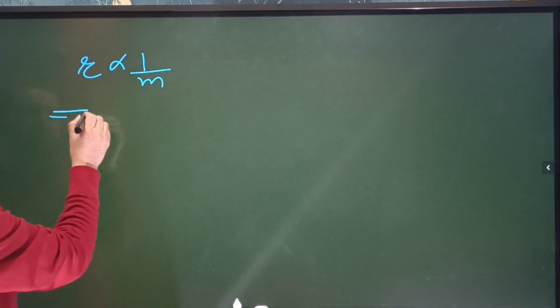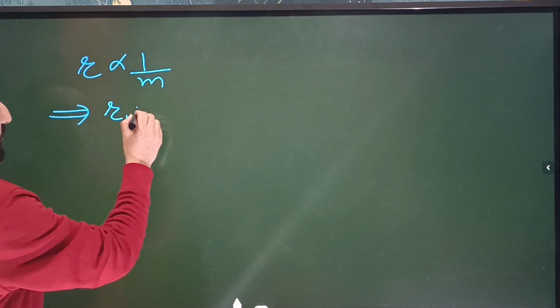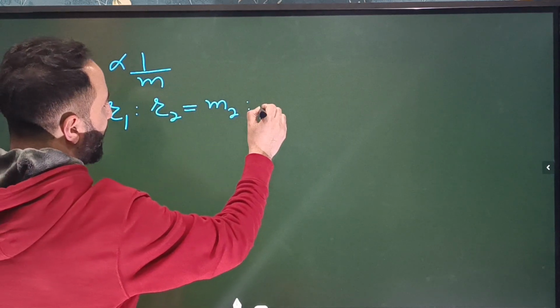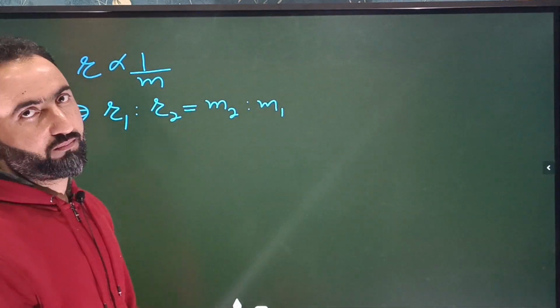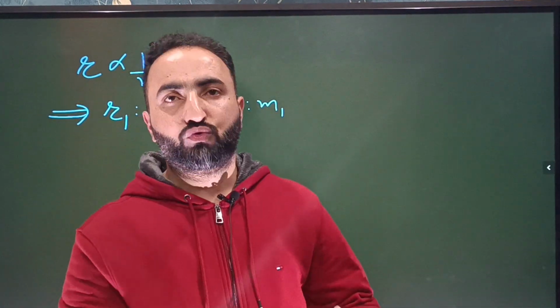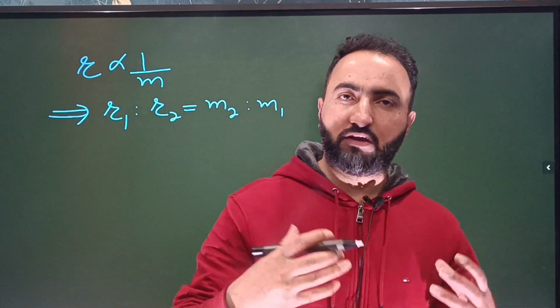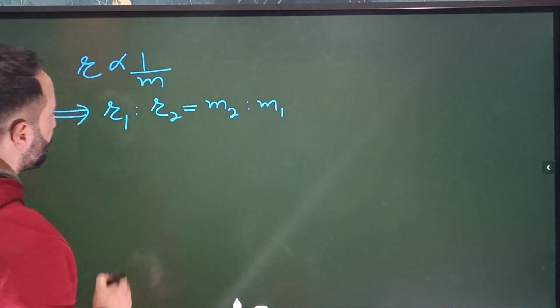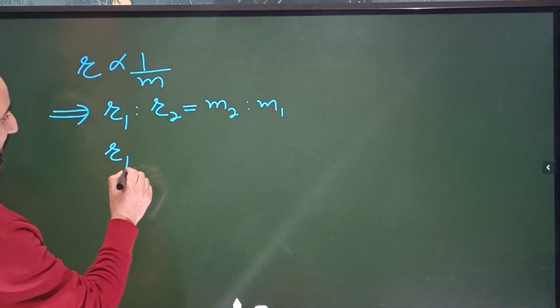Now this equation in turn implies that r1 is to r2 will be equal to m2 is to m1. ठीक है ना बेटा? Obviously the reason is that they are inversely proportional. Lighter particle will move faster, so the distance covered by the lighter particle will be more. Okay, as simple as that. ठीक है ना बेटा? Now you are supposed to calculate what? You are supposed to calculate the value of r1.